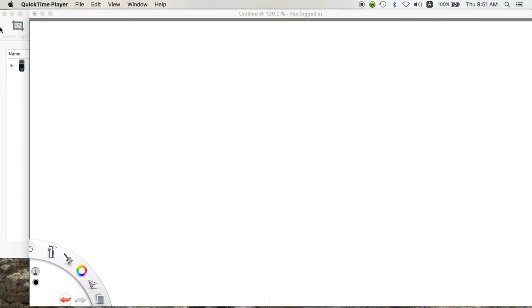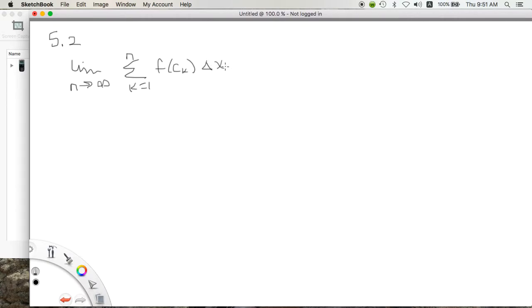Hi, we've been talking about 5.2 and the Riemann sums, and we figured out that the limit as n goes to infinity of the sum from k equals 1 to n of f at ck times delta xk is the integral from a to b of f of x dx. So we're taking this Riemann sum and taking the limit of it as we make more and more rectangles, or remember we also wrote it as our delta x goes to 0. And once we have all these more and more rectangles, we end up with this integral, which gives us the exact area under a curve.